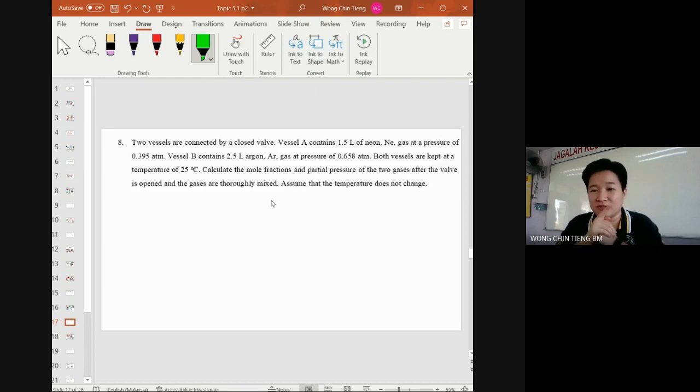Except siapa yang selalu buka mic? Nowesh. Orang lain? Anybody yang dah kira? Saya rasa soalan minta banyak benda. Mole fraction of neon, mole fraction of argon. Betul. Partial pressure of neon, partial pressure of argon. Yep. Anybody? Soalan senang ni.